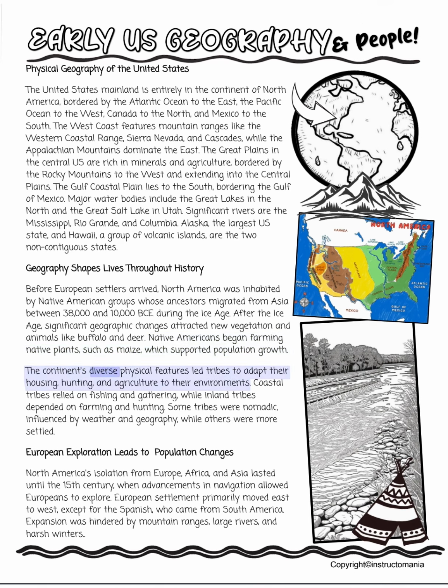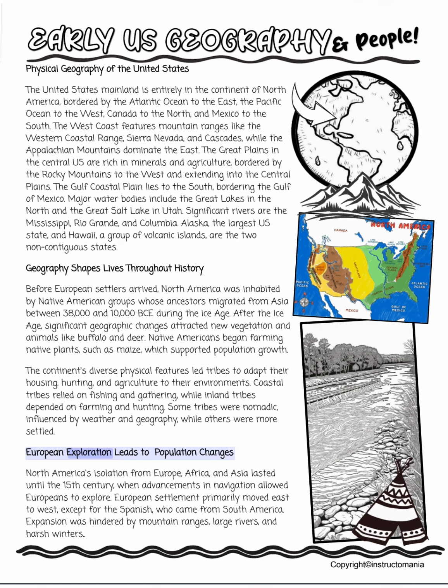The continent's diverse physical features led tribes to adapt their housing, hunting, and agriculture to their environments. Coastal tribes relied on fishing and gathering, while inland tribes depended on farming and hunting. Some tribes were nomadic, influenced by weather and geography, while others were more settled.